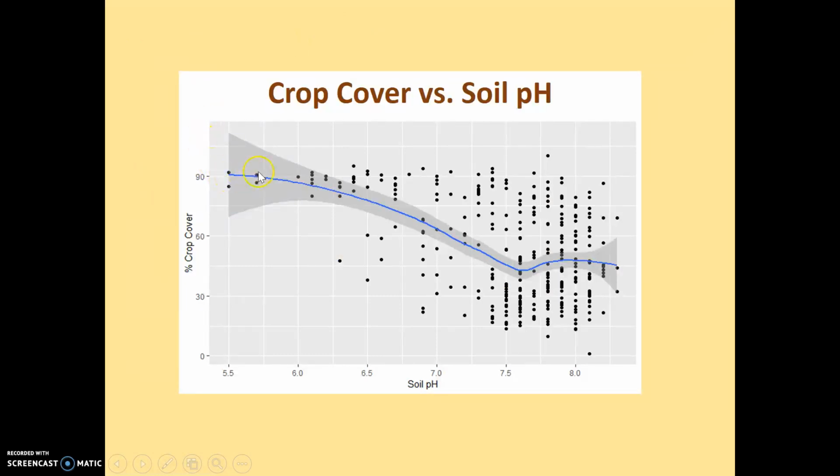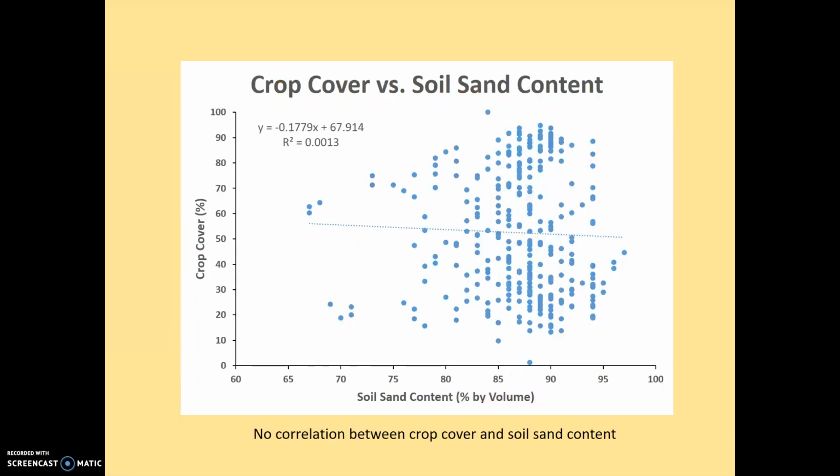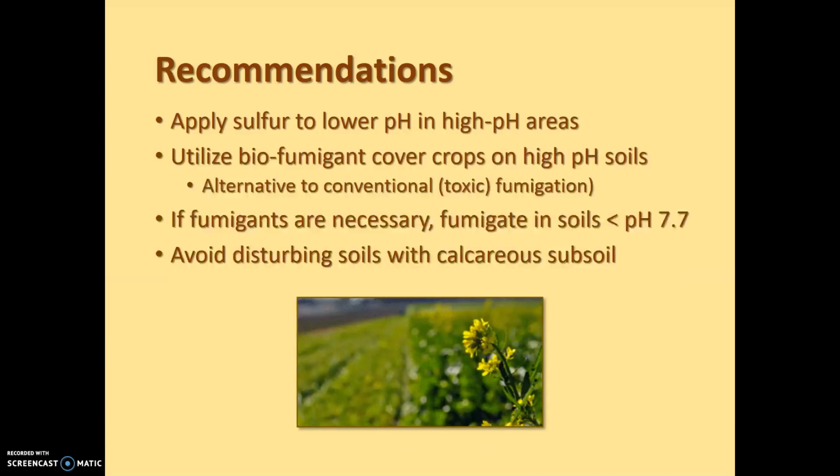You can see decreasing crop cover with increasing soil pH, and then it kind of levels out here. I wasn't able to get an R-squared value from this because of the function, but it shows a trend. There's no trend in soil sand content versus crop cover, R-squared of 0.0013. Recommendations: apply sulfur to lower soil pH in high pH areas, utilize biofumigant, cover crops, and if necessary, my thing's going to cut out.